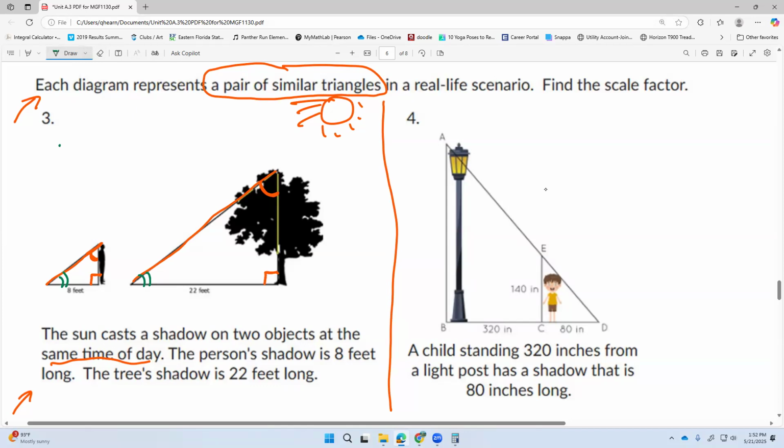Anyway, what we're supposed to be doing here is using the scale factor idea, but that only works because these are similar. That has to be the case. If they were different shapes, scale factor does not work.